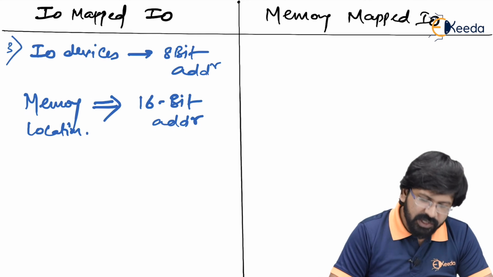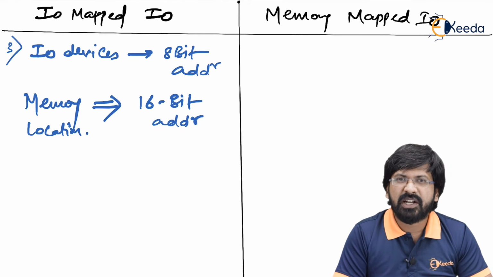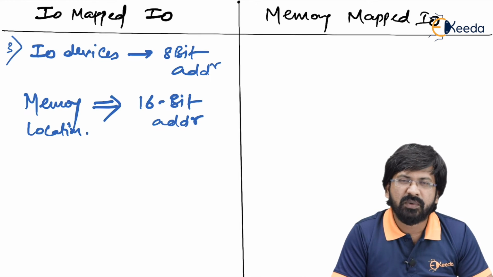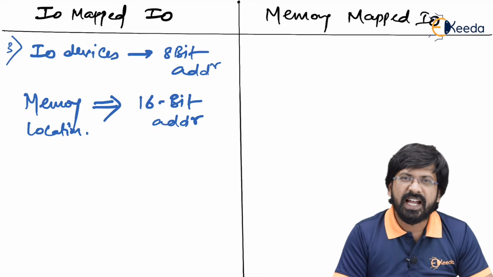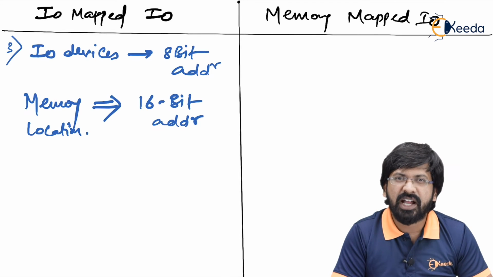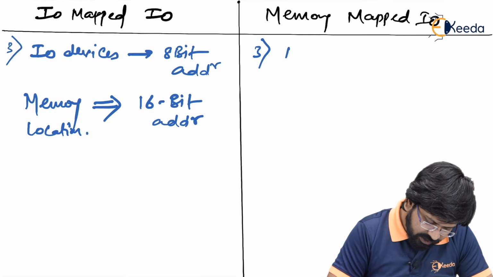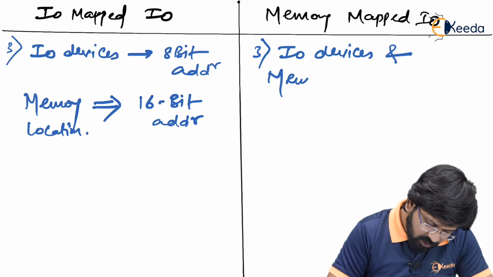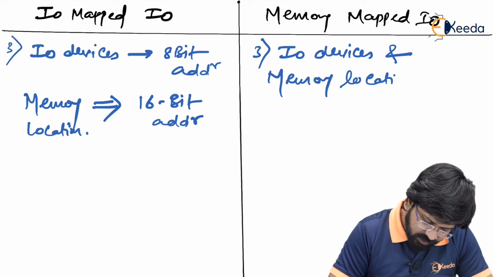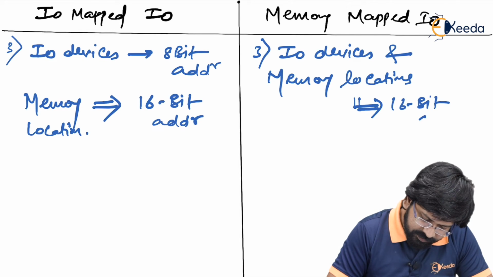Whereas in memory mapped IO, since IO devices are treated as a part of memory, there is absolutely no differentiation between memory and IO now. Therefore, memory locations as well as IO devices are allotted a common address size, that is 16-bit address, right? Address is not common, size of the address is common. So the third difference over here I can write: IO devices and memory locations are addressed with 16-bit size address.